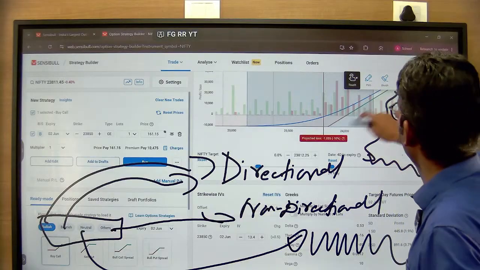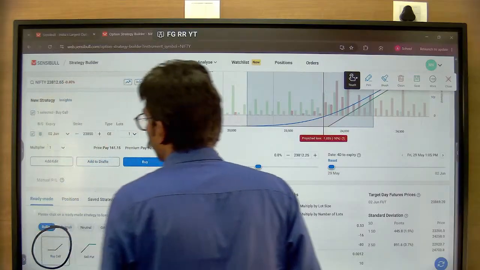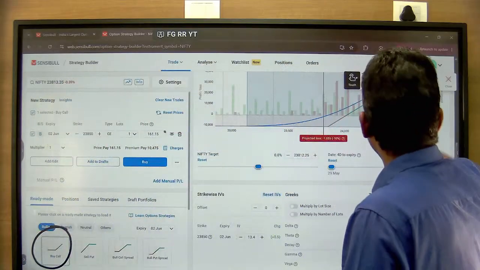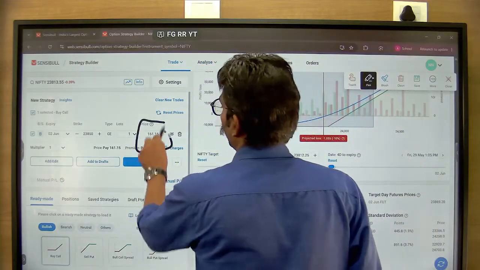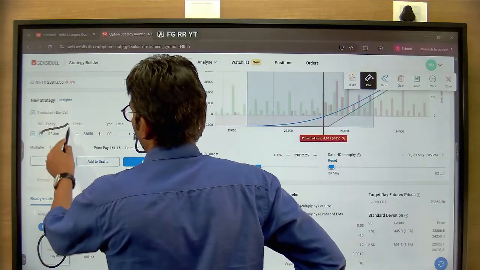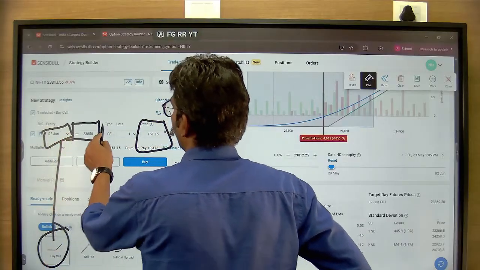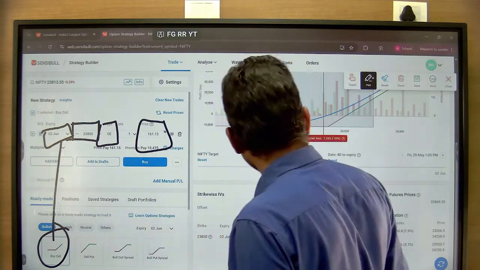I don't want to get deeper into it. So this is, you are buying a call option. It is, say for example, quoting at 161 rupees. Okay, you have bought a call option. This is of 2nd June. The strike price is 23850. This is C. Okay, now let's change this.